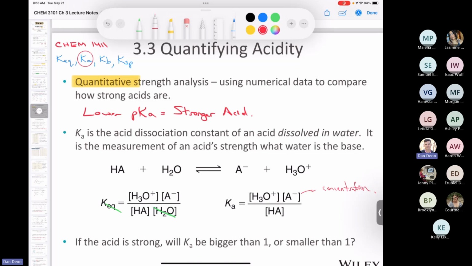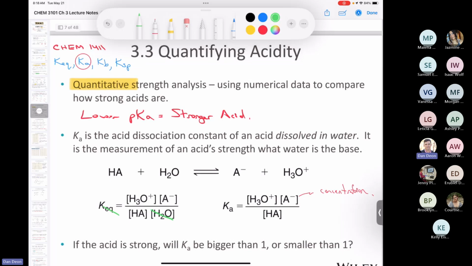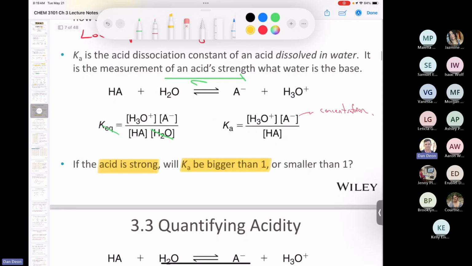Exactly. Why? Because remember, the purpose of an acid is to donate protons, right? To convert it into hydronium. And so if it does its thing, it's going to push the equilibrium to this side, right? So we could put it like this if it's a strong acid. That means you're going to have mostly products and only a little bit of reactant. So you're going to have a big number in your numerator and a small number in your denominator. And so the answer is, if the acid is strong, you're going to have a Ka bigger than 1, a big Ka. Okay, remember, pKa is something different.